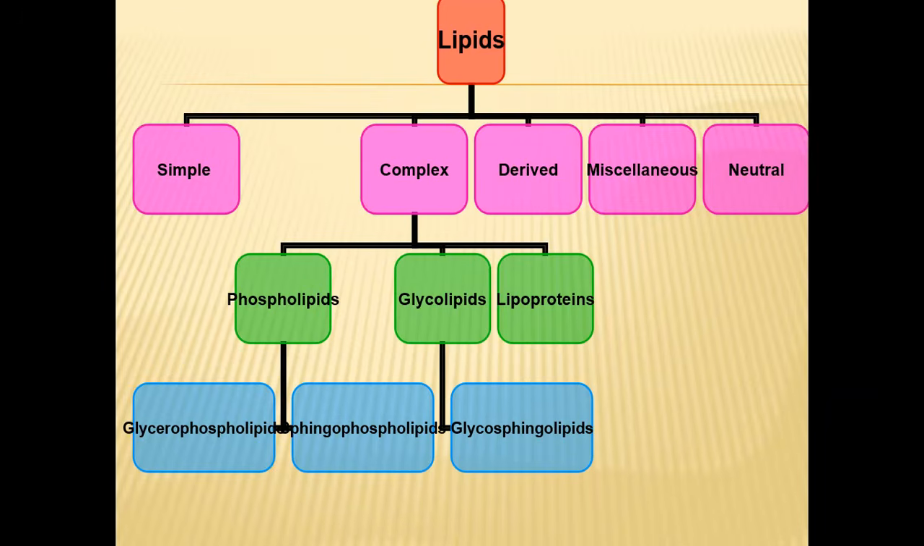The compound or complex lipids basically contain lipids and other compounds. Like phospholipids, they contain phosphates or phosphorus. Glycolipids contain carbohydrates, glyco. Lipoproteins basically contain protein combined with lipids. Then phospholipids are again divided into glycerophospholipids and sphingolipids depending on their alcohol. Glycolipids are only glycosphingolipids, and in lipoproteins we have HDL, LDL, VLDL, chylomicrons.